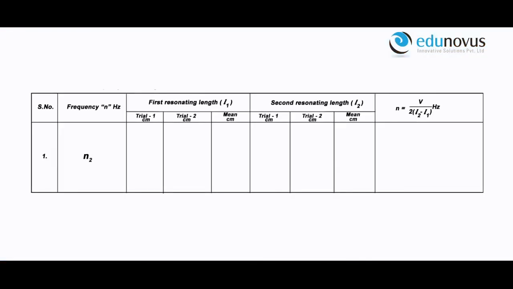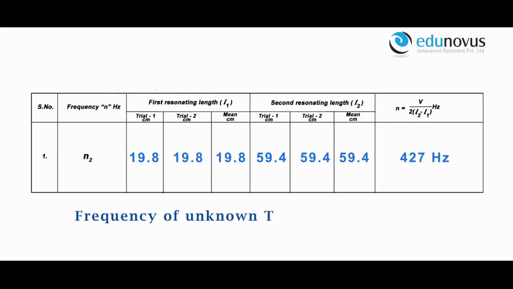For the tuning fork, first resonating length L1, trial 1 is 19.8, trial 2 is 19.8, and the mean of these two trials is 19.8. For second resonating length L2, trial 1 is 59.4, trial 2 is 59.4. The mean of these two trials is 59.4. Therefore, the value of N is 427 Hz. The frequency of the unknown tuning fork is equal to 427 Hz.